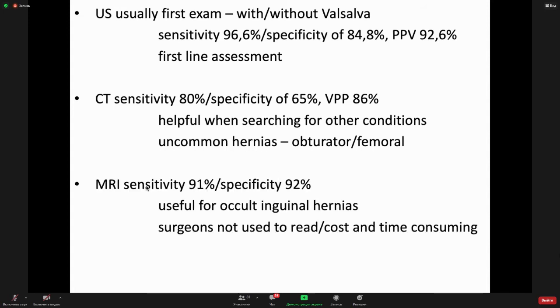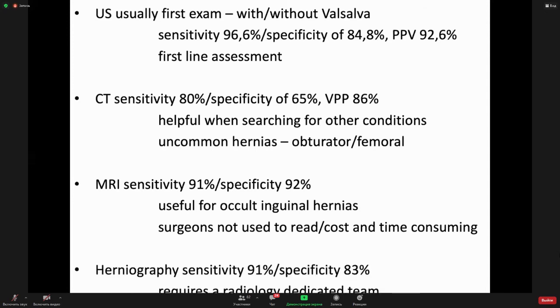When we discuss MRI, of course, it has a high sensitivity and specificity and can be useful for acute inguinal hernias, especially in the scenario where you can't find it in the physical examination or in the CT scan or in the ultrasound, sorry. But surgeons are not used to reading MRI. And we should remember that it's very costly and time consuming. Just to put some historical notes, herniography is still done in some places, even with CT scans.